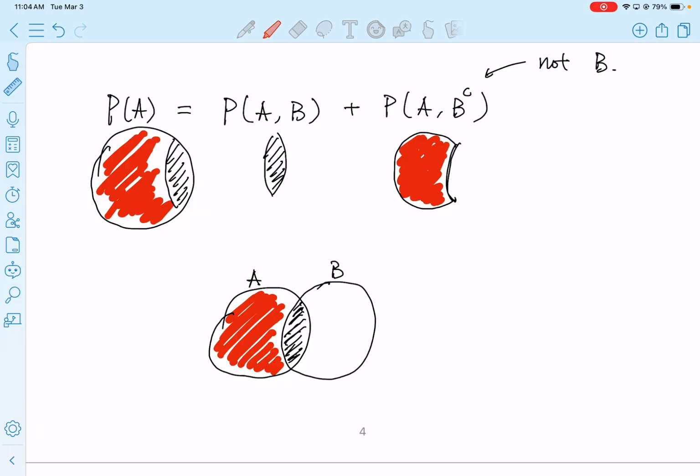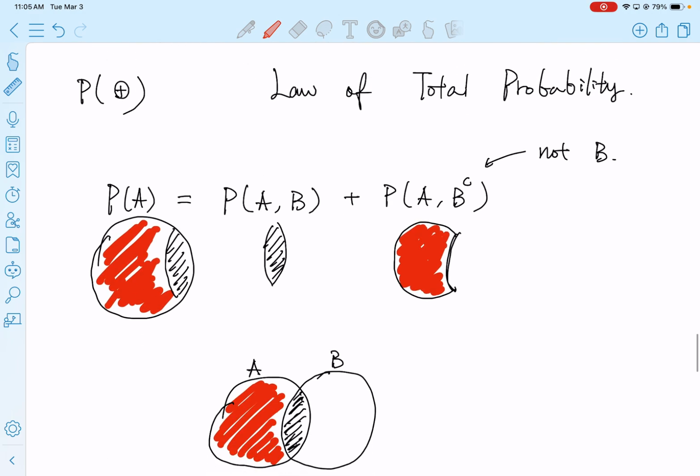So A happening is only the circle of the A, and B happening is only the circle of the B, and B not happening is the region outside the circle of B, but still A happening, so that's the region A, but not overlapping with the B, so you have this chunk here. And then when you combine the two chunks together, you will obtain the original circle. And that is the idea of the law of total probability.